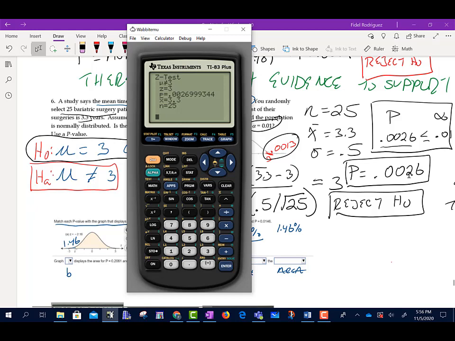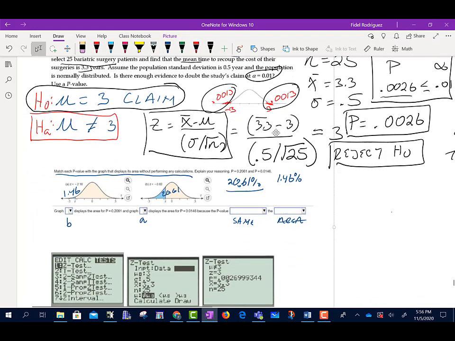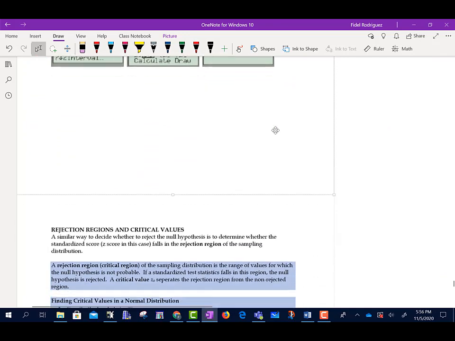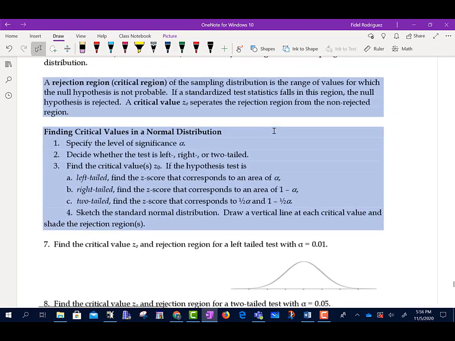And again, I'm comparing my 0.26 with my alpha, okay? So that feature is going to help you a little bit. It really helps you more in terms of checking your answers, okay?